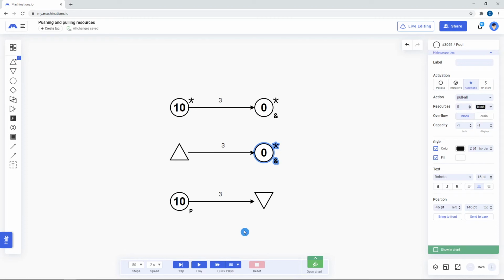A node set to push any will attempt to push any available resource up to the amount specified by the resource connection each step. You can also use that to push resources into a passive drain. A node set to push any can be distinguished by the P on the bottom right.